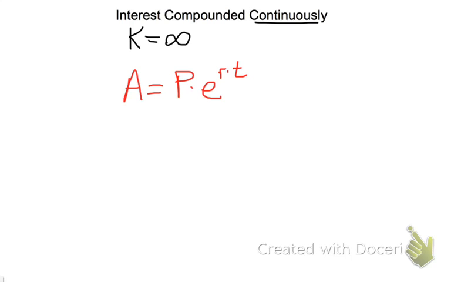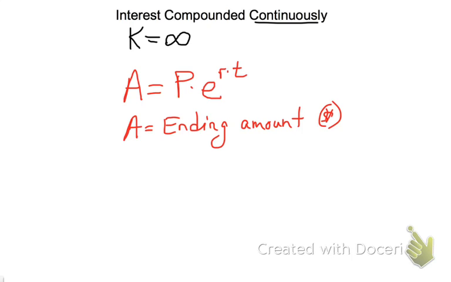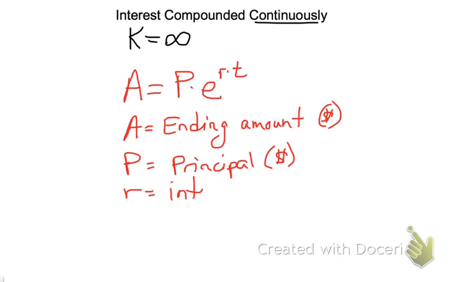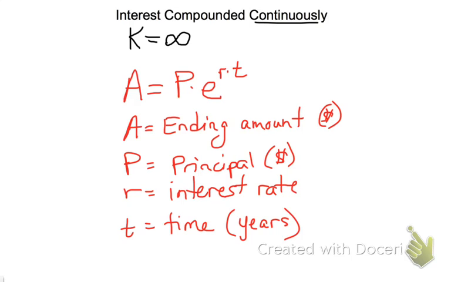And again, the quantities are the same. A is the ending amount of money after T years. P again is our principal, which is in dollars. R is your annual interest rate as a decimal, and T is the time in years of your investment. This will actually result in an even better scenario than either of the two previous examples.